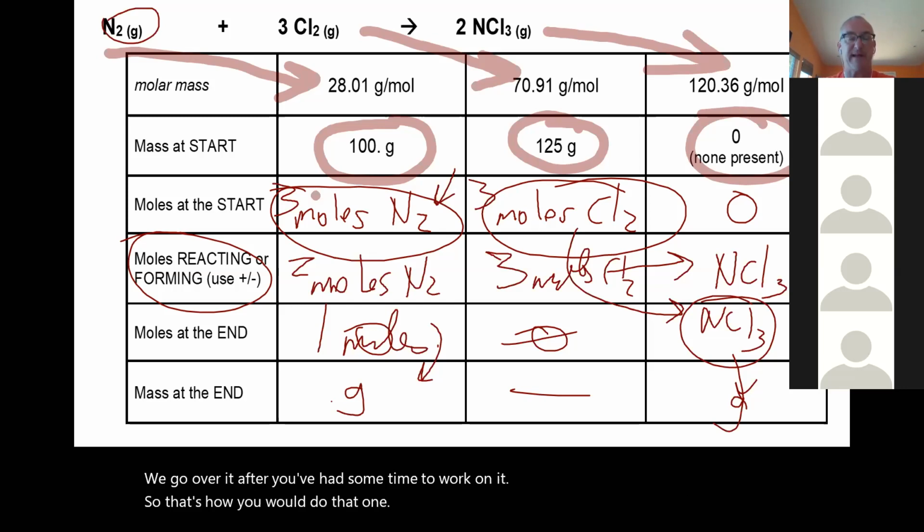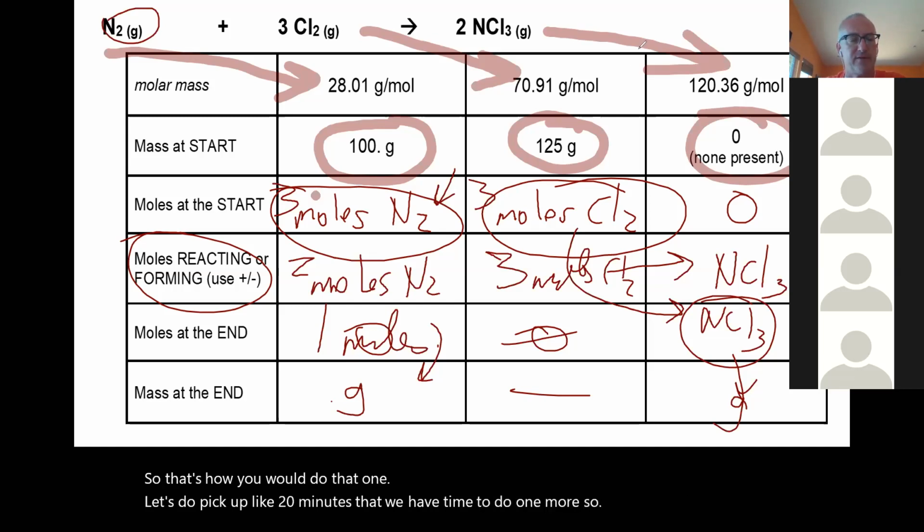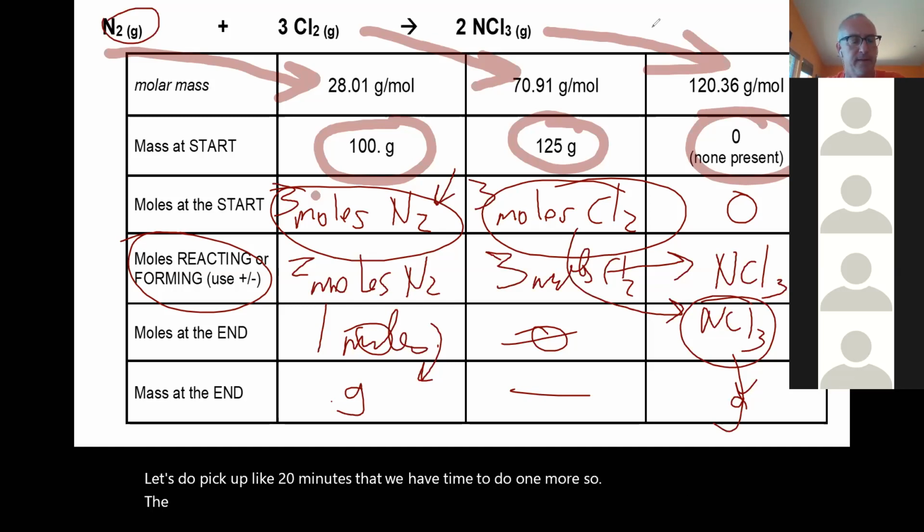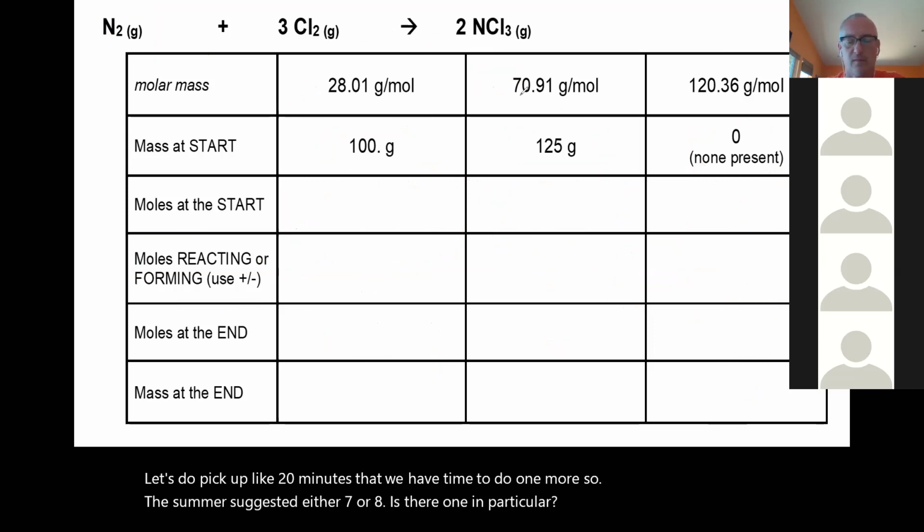So we've got like 20 minutes left. We have time to do one more. Someone suggested either 7 or 8. Is there one in particular? Let's see, which one would that be?